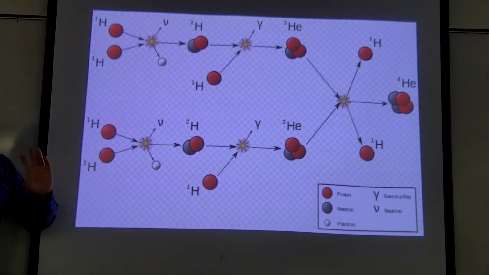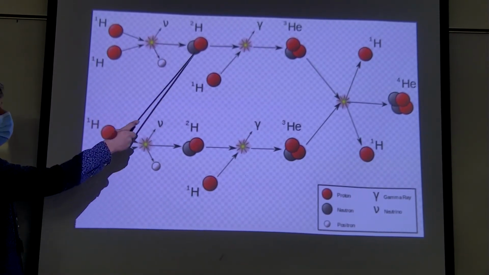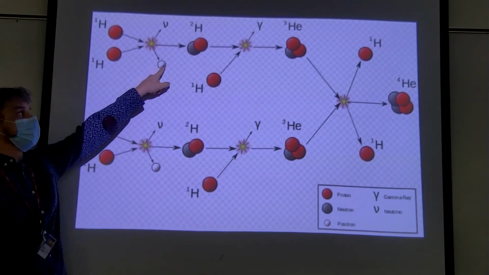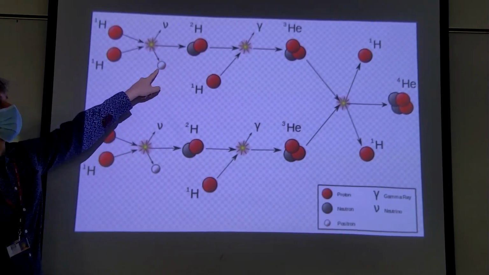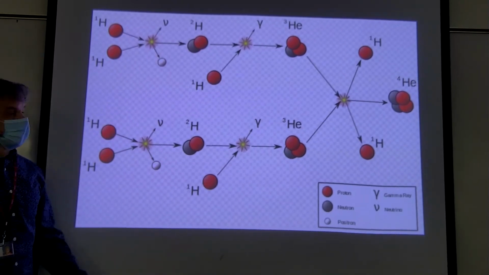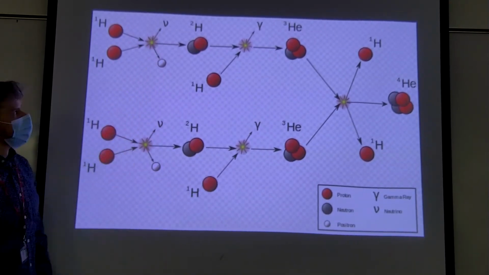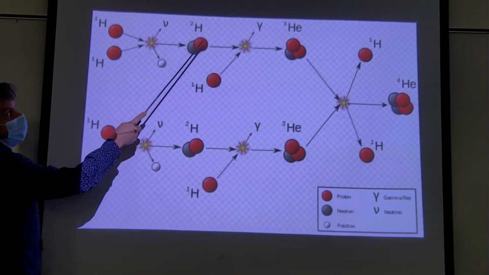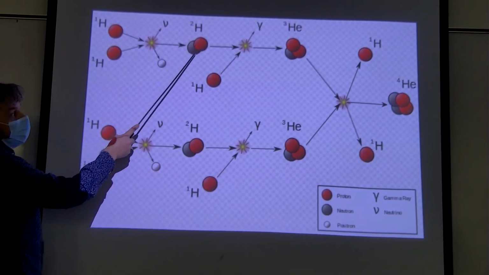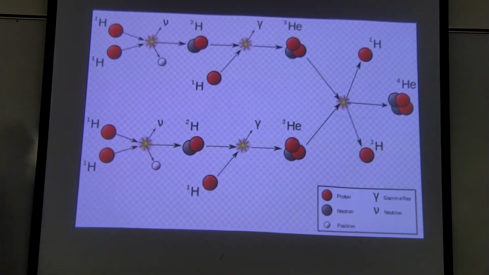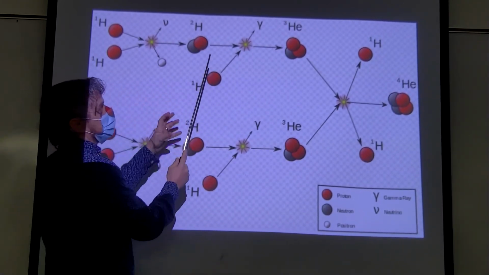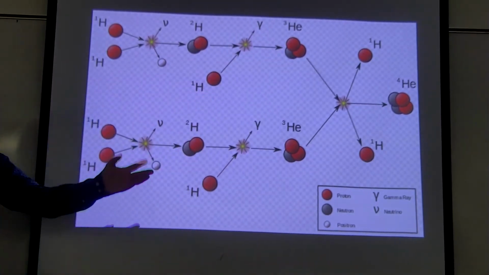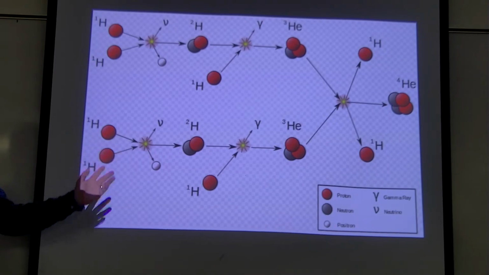One, through a decay process, becomes a neutron. A positron gets spat out. That's conservation of charge, right? We still need to have two positive charges. So you spit out a positron, which is a positive electron, essentially, and a neutrino, which is another subatomic particle. And then that heavy hydrogen, which is a proton and a neutron, collides with another free hydrogen atom. And then when they collide, it becomes a helium atom, and it spits out a gamma ray. That's light. It spits out a particle of light.